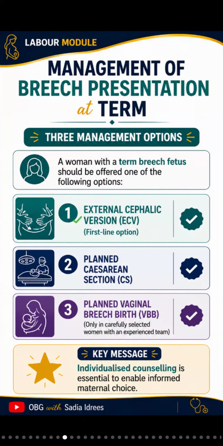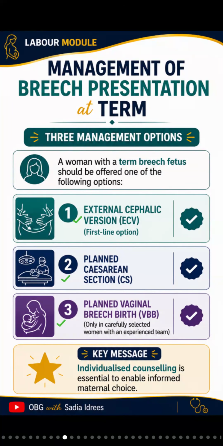It is first line. Then planned cesarean section, second. And planned vaginal breech birth, only in carefully selected women with an experienced team, third thing. Individualized counseling is essential to enable informed consent.